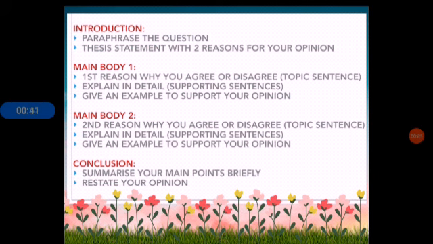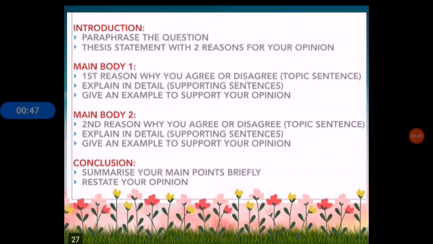The next paragraph starts with main body 1. First, write the first reason why you agree or disagree by writing a topic sentence. Explain in detail using a supporting sentence and give an example to support your opinion. The same goes with main body 2.